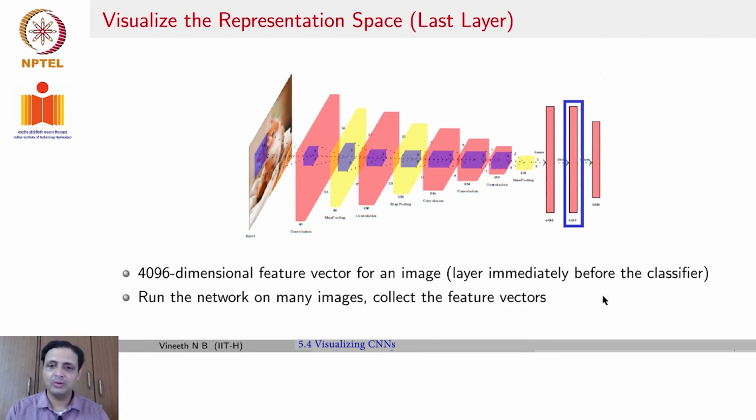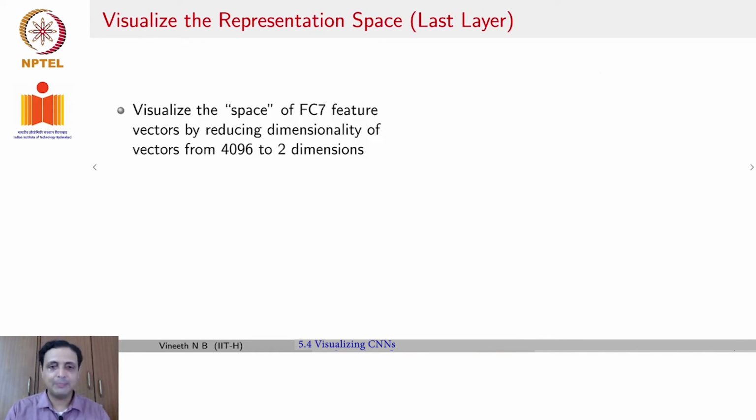So what we can do is take all the images in your test set or validation set for that matter, and you forward propagate those images until this particular layer and collect all these 4096 dimensional vectors. What do we do with them? You can now visualize the space of these FC7 feature vectors by reducing the dimensionality from 4096 to any dimension of your choice, but for simplicity, let's say 2 dimensions. How do we do this?